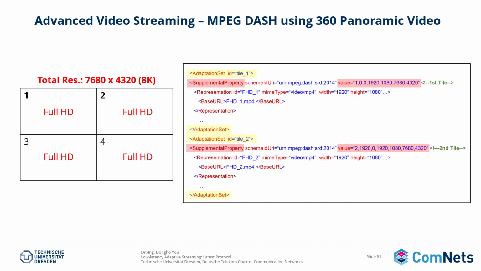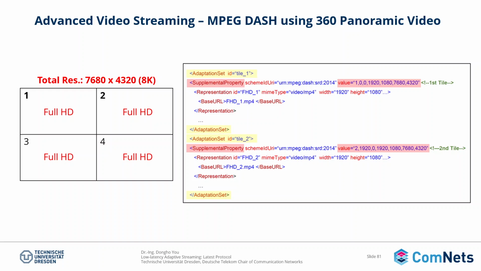So in the MPD, we can put a special property, like a supplemental property, in each adaptation set. Maybe you remember what the adaptation set is? An adaptation set refers to each component, right? That's why each tile means each component, and for each tile, we need one adaptation set. So for each adaptation set, we have to put the supplemental property like this.